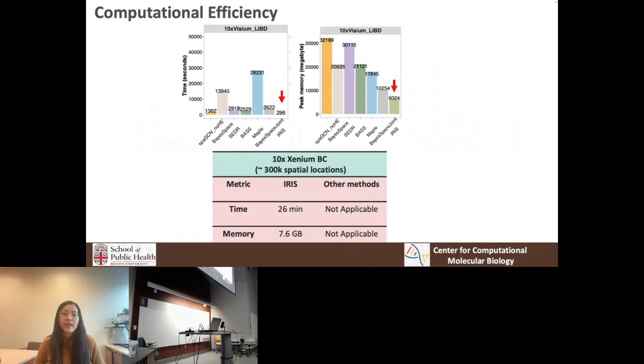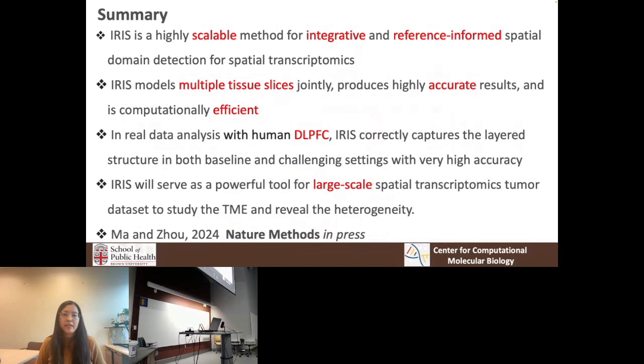So to summarize, IRIS is a highly scalable method for integrative and reference-informed domain detection for spatially resolved transcriptomics. It models multiple tissue slices jointly, produces highly accurate and interpretable results, and is computationally efficient.